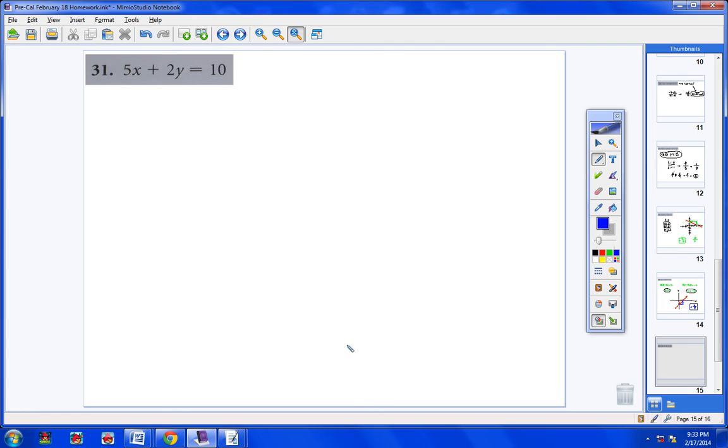Number 31. Now, number 31, again, looks like a problem which I could use the double intercept method. If I put a 0 in for x, and then solve for y correctly, I will get y equals 5. So the y-intercept is 5. If I then put a 0 in for y and solved correctly, I would get x equals 2.